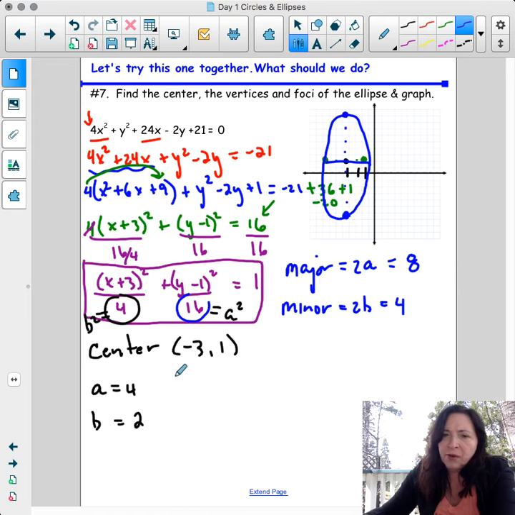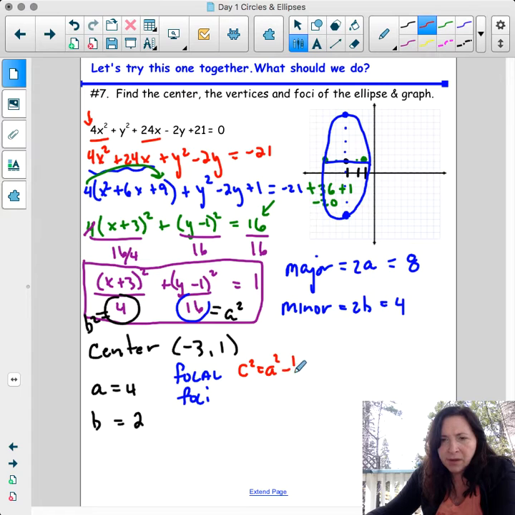Secondly, you're going to need to find your focal points. In order to find my focal points, or my foci, I'm going to use my equation c squared is equal to a squared minus b squared. So c squared, which I'm trying to find, is equal to a squared, which is the biggest value, 16, minus 4. So 16 minus 4 is 12. So c is equal to the square root of 12, which becomes 2 root 3.